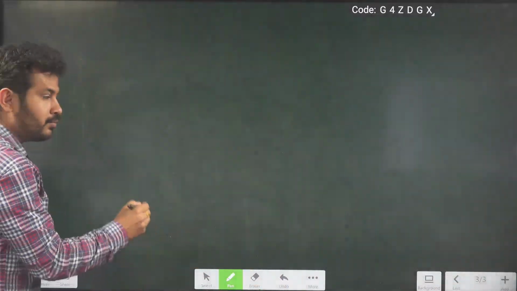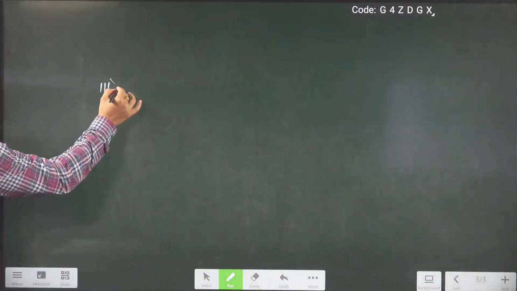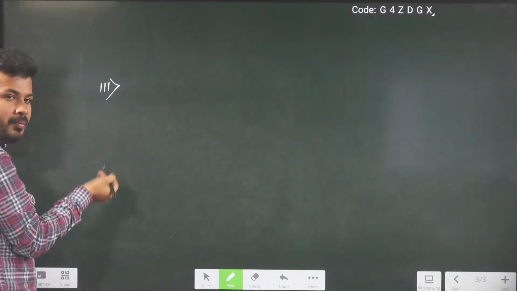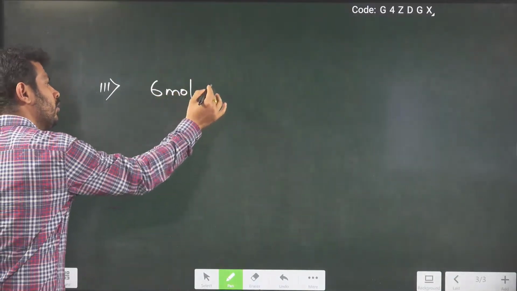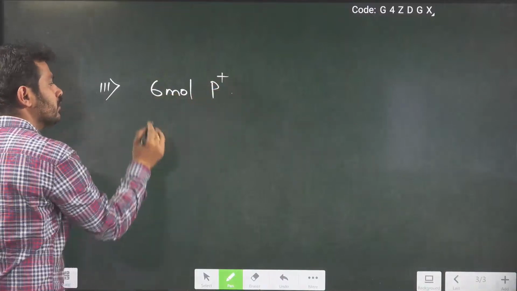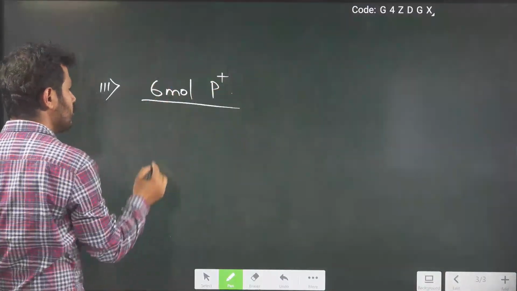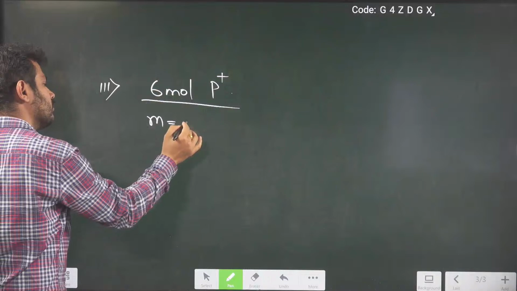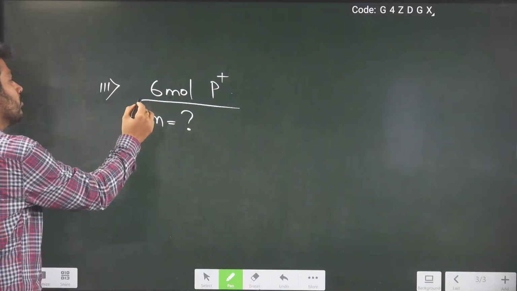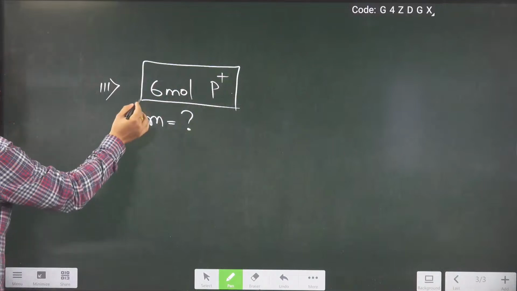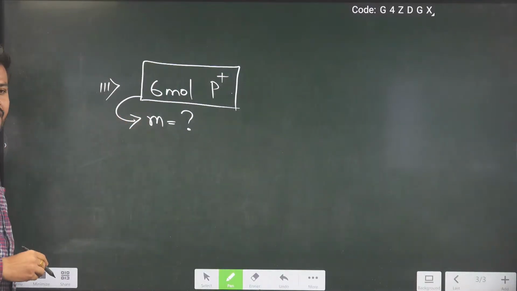The third part is the mass of protons in it. So how many protons do we have now? Just now we got 6 moles of protons with us. If we have 6 moles of protons, what is the mass of this? So let us calculate now.